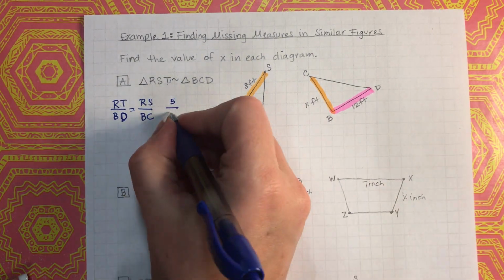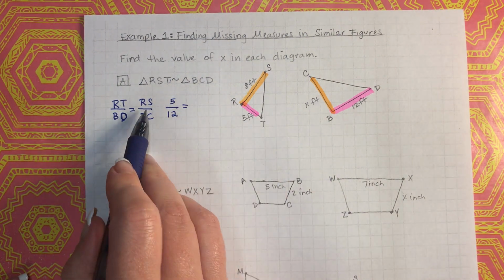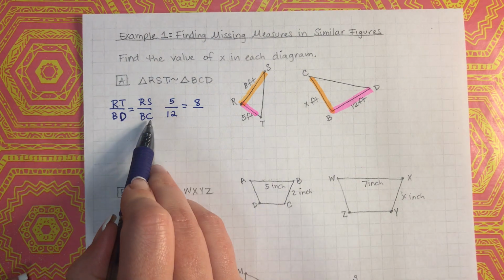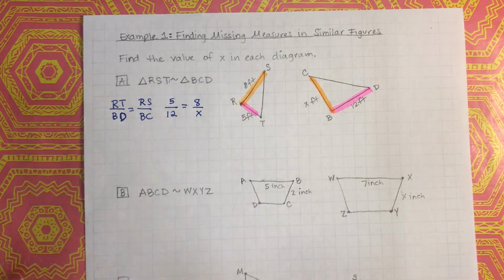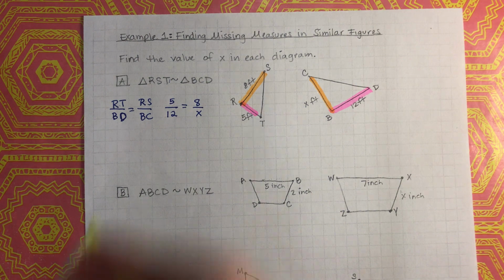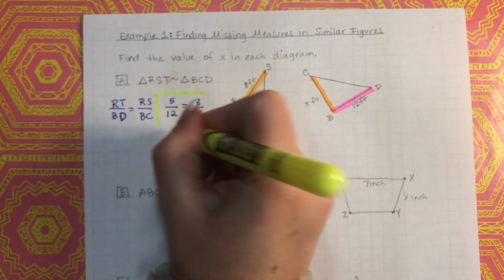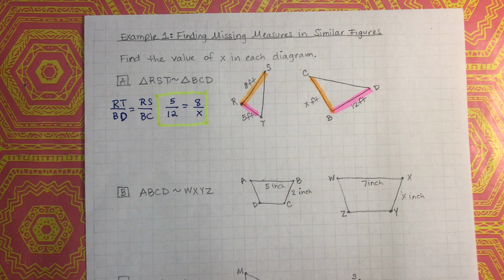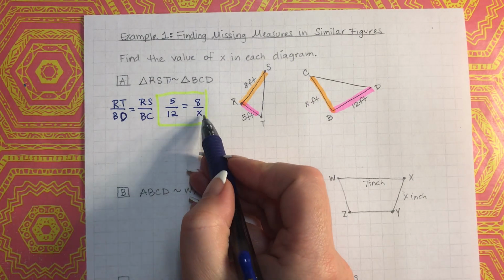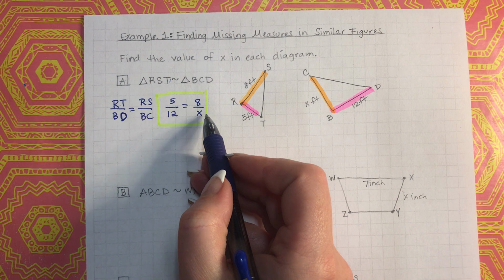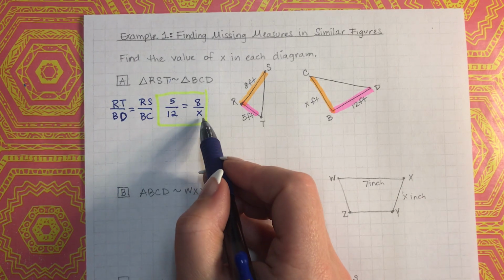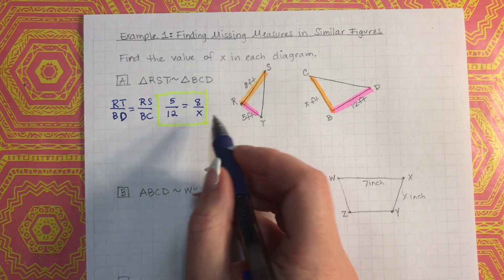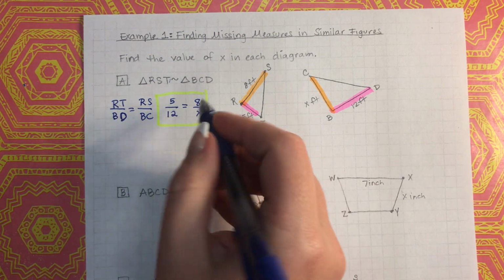BD is 12 equals RS is 8 over BC is x. And then what we have here is a proportion. Remember, we practiced solving these two different ways in the last lesson. The first way was getting x on top, because you can never figure out what x is when it is on the bottom of a fraction. And then the second way was the cross products property. So that's what I want to do now, just do the cross products property.